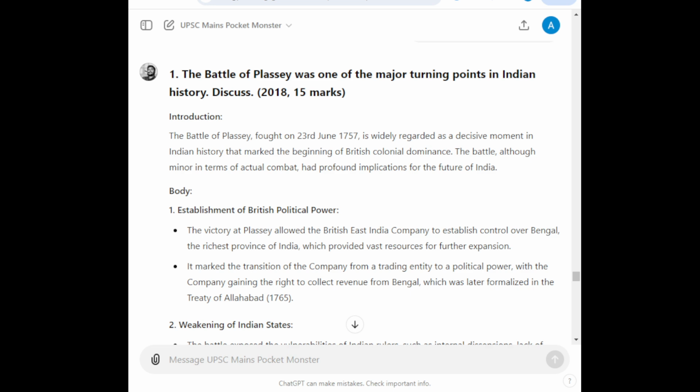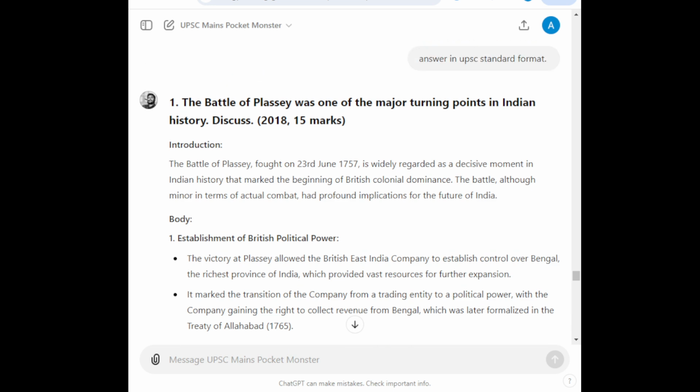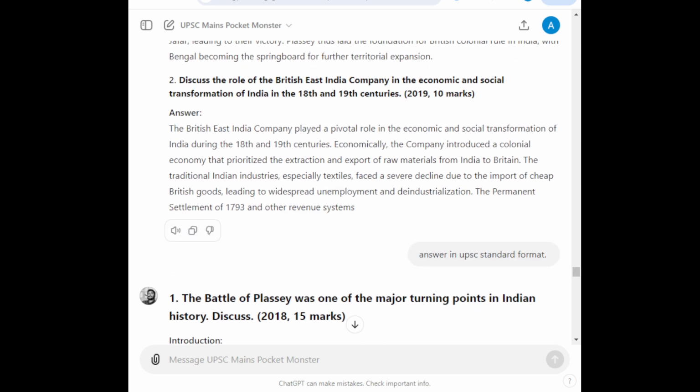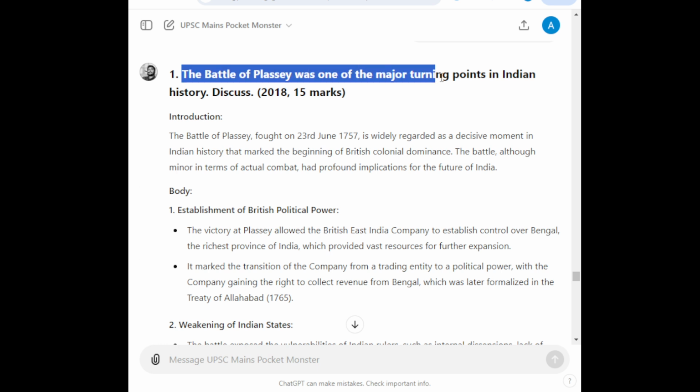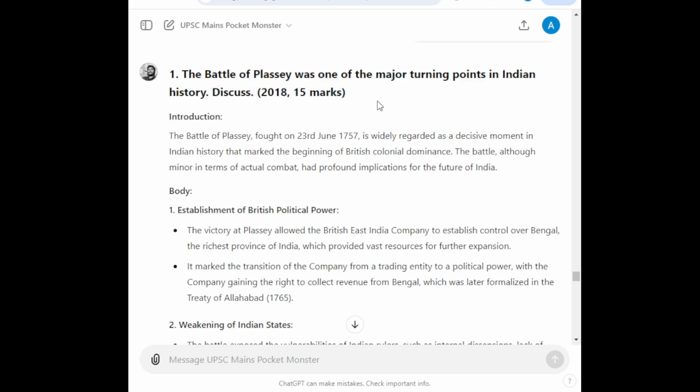So now, in addition to what we have done, we are going to do 4 more questions from British East India Company. That's the keyword, British East India Company. So we are going to do 4 more questions from that. So let's see what areas we cover. The Battle of Plassey was one of the major turning points in Indian history. Discuss. All right. So without reading the answer yet, what do we think of Plassey?